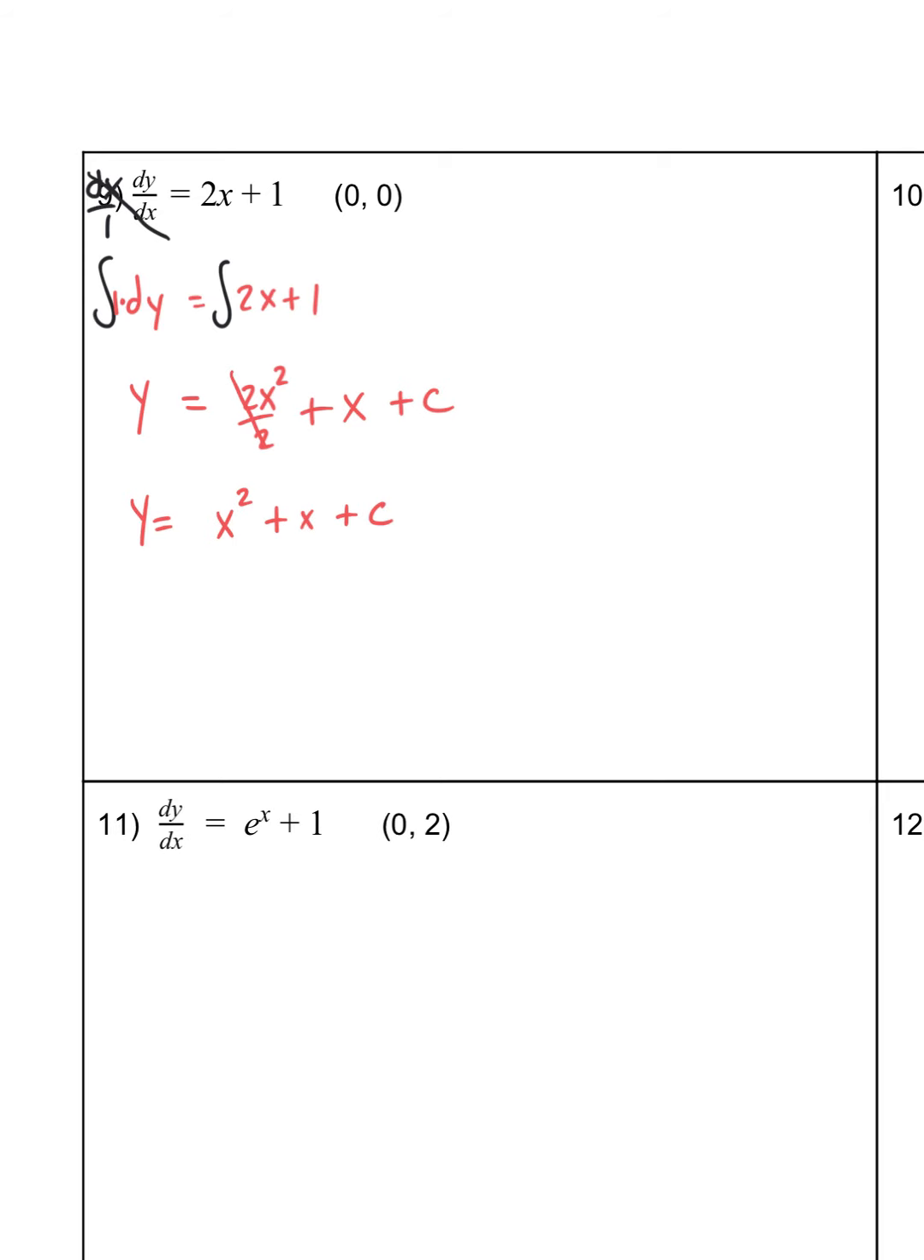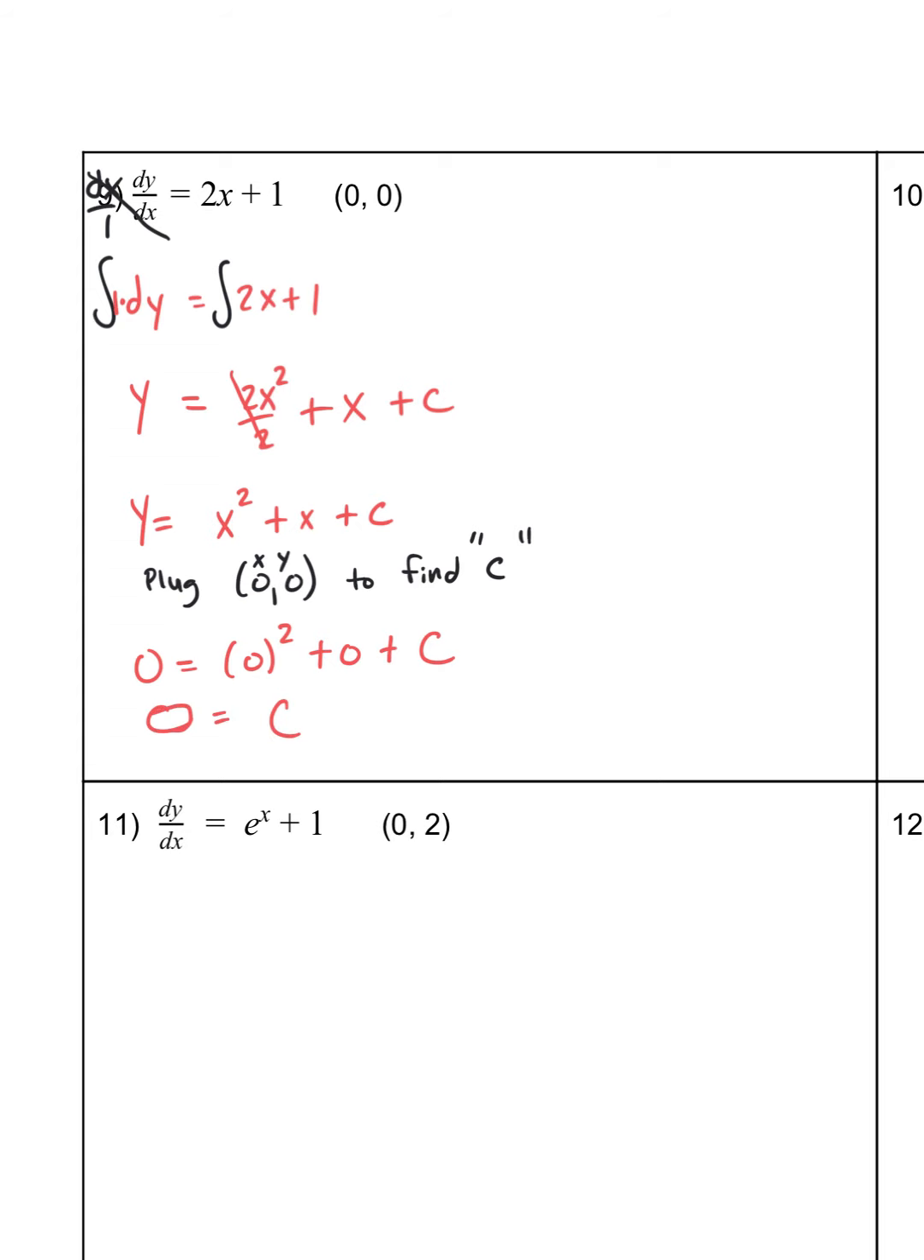Now we're going to bring in this point. At this point, we can find the specific solution. So we are going to plug in our point, 0, 0. The x is 0, the y is 0, and we're going to find c. So y is equal to 0, 0 squared plus 0 plus c. So easy enough, c is equal to 0.